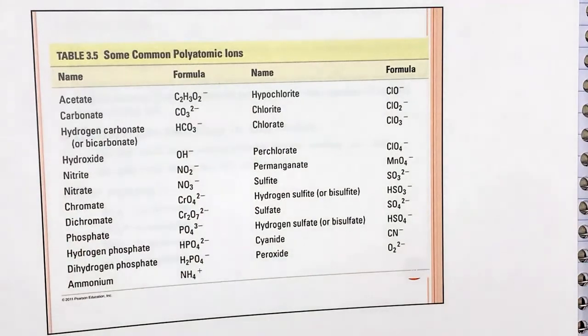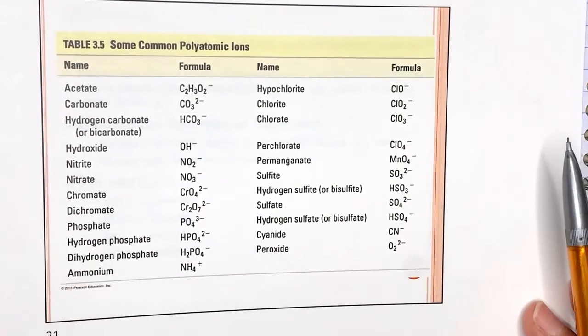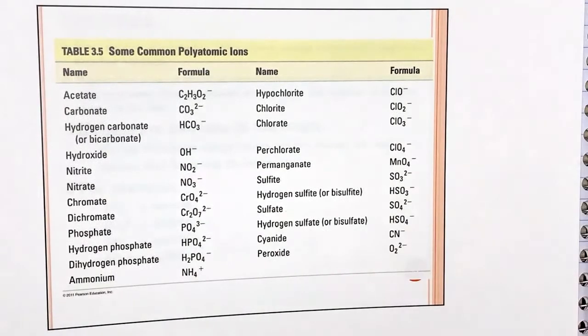That will be very, very helpful because polyatomic ions are a huge part of really all chemistry. So start memorizing this. You will need this for naming and for formulas and for calculations, all kinds of stuff in later chapters. So it's a good thing to go ahead and start memorizing them now. Make flashcards, okay?